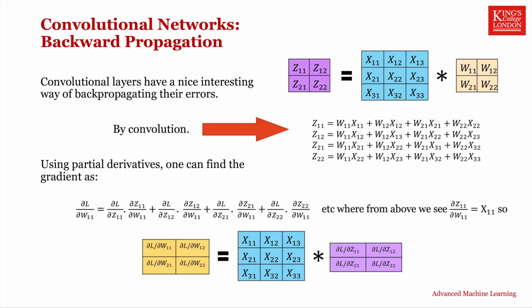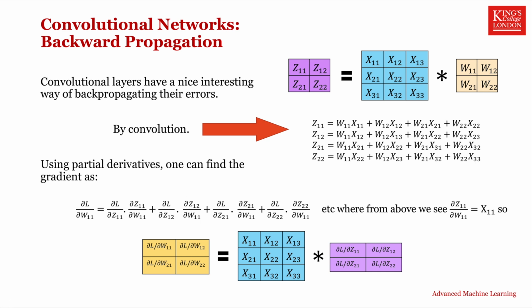Then, considering backpropagation, convolutional layers have a nice way of backpropagating their errors by again making use of the convolutional operation. So here, this is the forward operation with the asterisk highlighting the convolution. As we've already seen, this is an element-wise multiplication and sum of overlapping elements. So Z11 equals W11 times X11 plus W12 times X12 plus W21 times X21 plus W22 times X23, and the equivalent for the shifted position here.